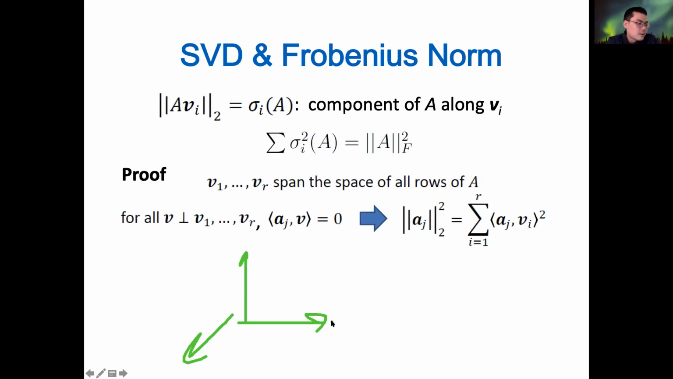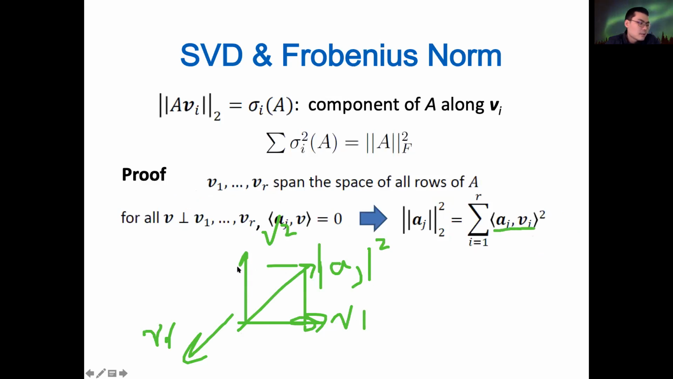It is something like this: we have v1, v2, all the way to vr, and then we have A_j, which is really only inside this space. Then what's the vector length squared? If you look at the coordinates, the first coordinate is the inner product A_j v1, and the second dimension is A_j v2, up to A_j vr. So we have x1 to xr as the coordinates, and the L2 norm squared is x1 squared plus x2 squared up to xr squared. It's really this.